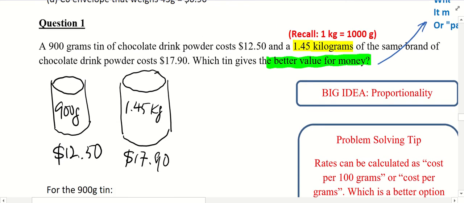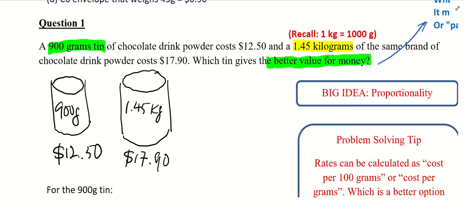Okay, question 1 says I have 2 different tins of chocolate milk powder. The first one is 900 grams, and the other is 1.45 kilograms. I've drawn it in the diagram below. I have a smaller tin can, 900 grams, that costs 12.50, and a bigger can of the same type of powder, 1.45 kilograms, that costs 17.90.